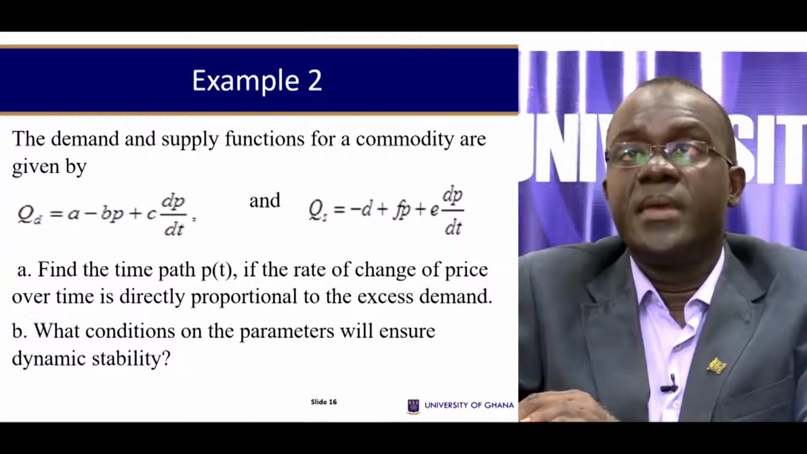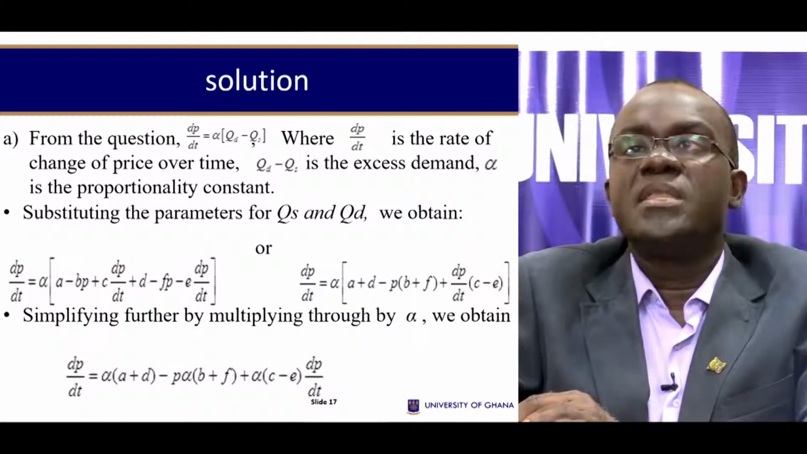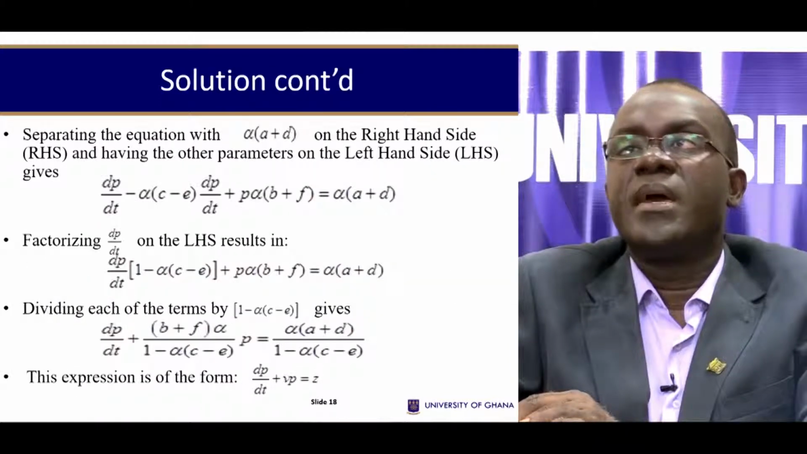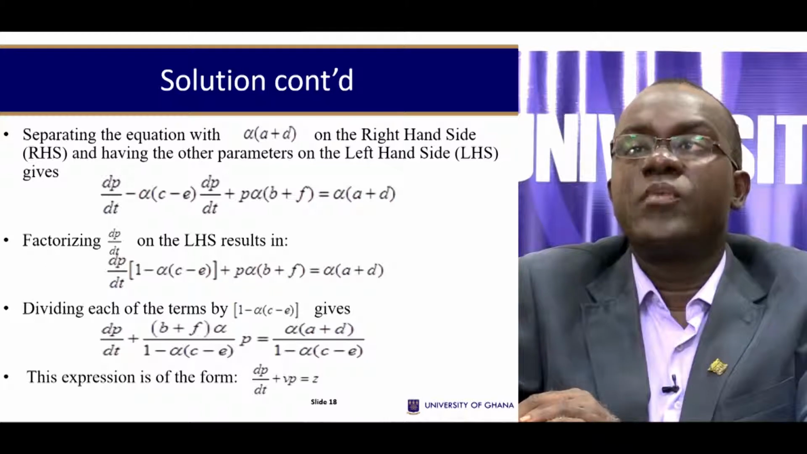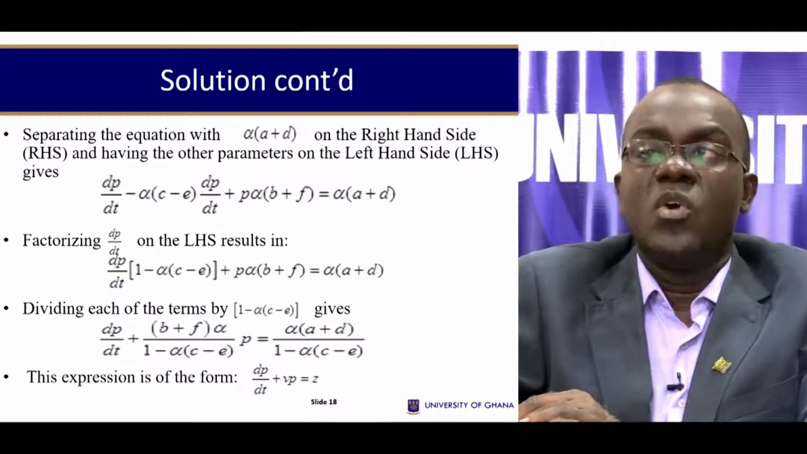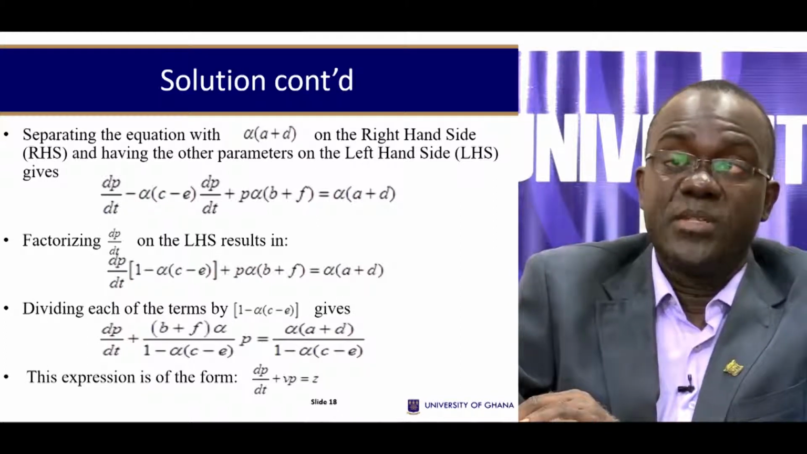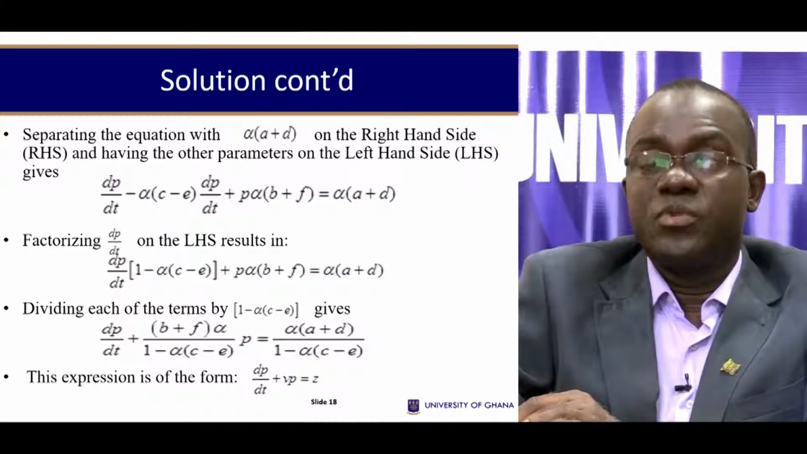In this form here, to solve this equation, we have the change in price being proportional to the excess demand. So we plug in these values and then we simplify, and in the long run, we have an equation of this nature, which is also the same equation over here, which is a first order, first degree linear difference equation, the same as what we have over here.